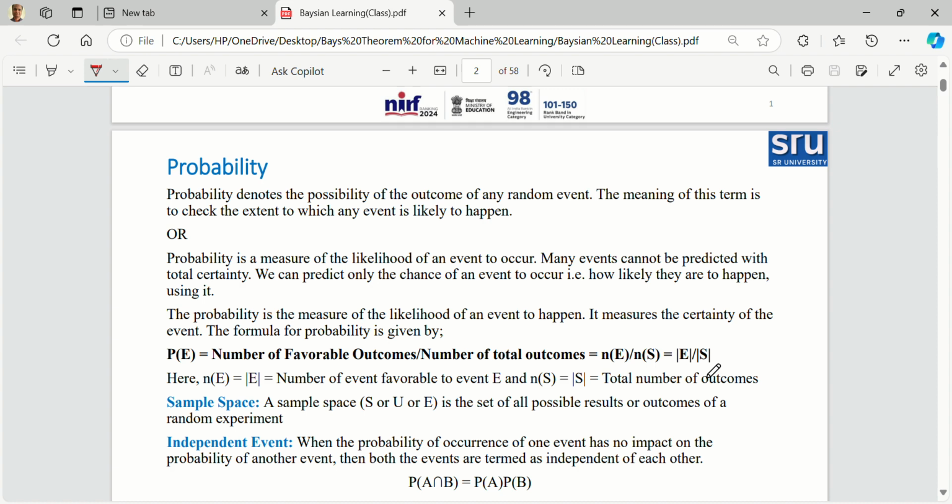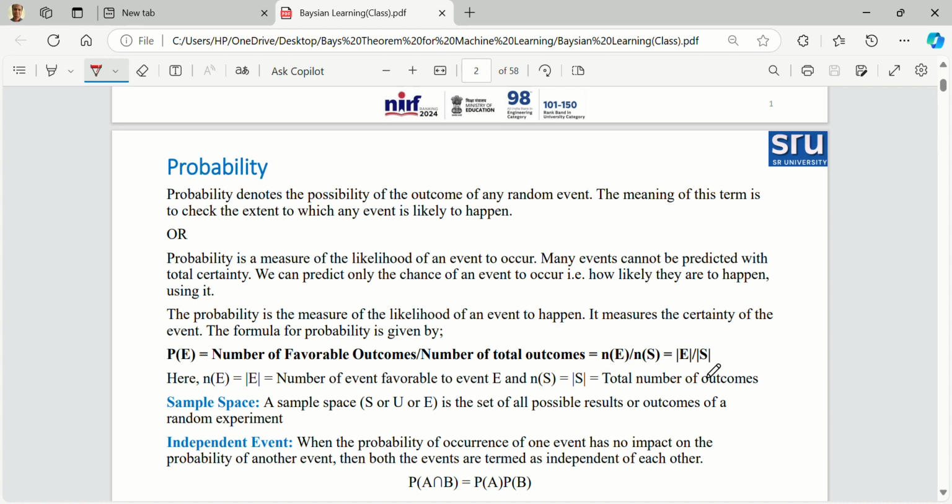Now, what is probability? Probability is a measure of the likelihood of an event to occur. Many events cannot be predicted with total certainty. We can predict only the chance of an event to occur, that is, how likely it is to happen, using probability. There are many definitions of probability; different authors have given different definitions.